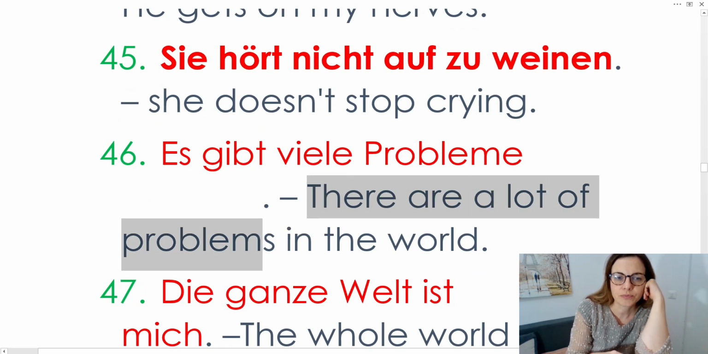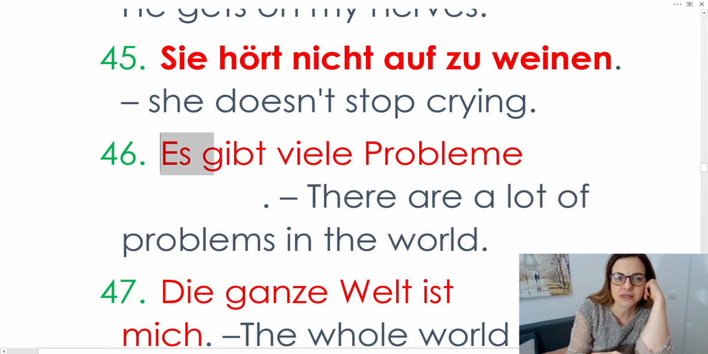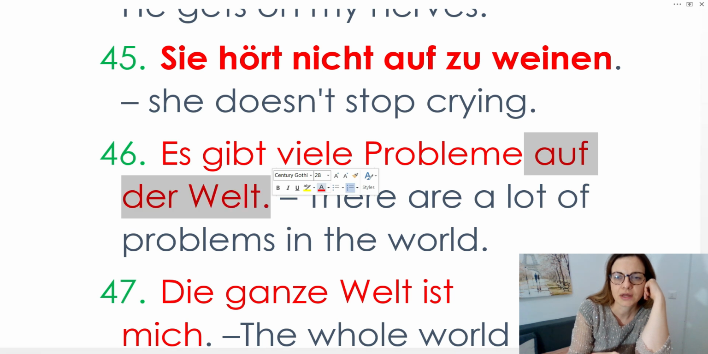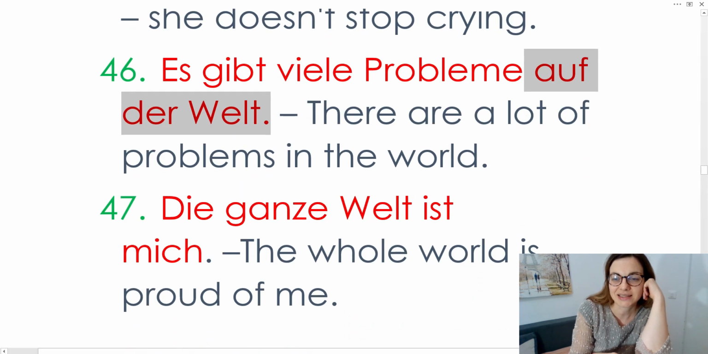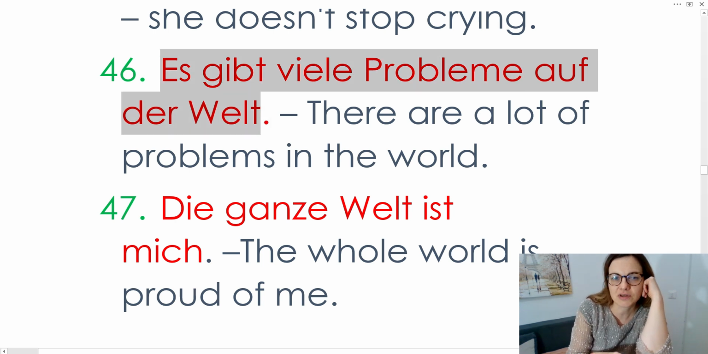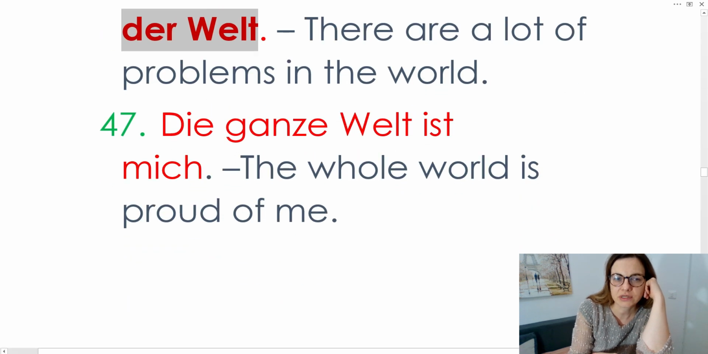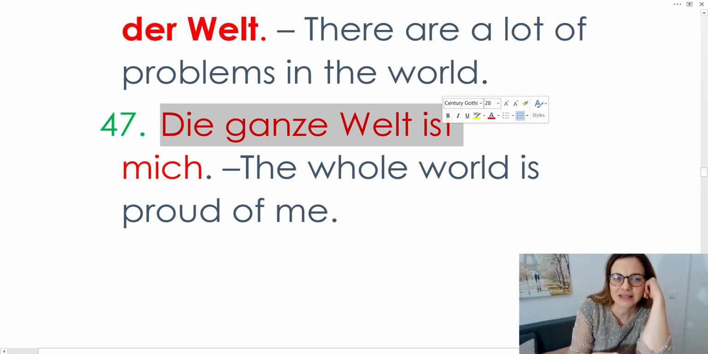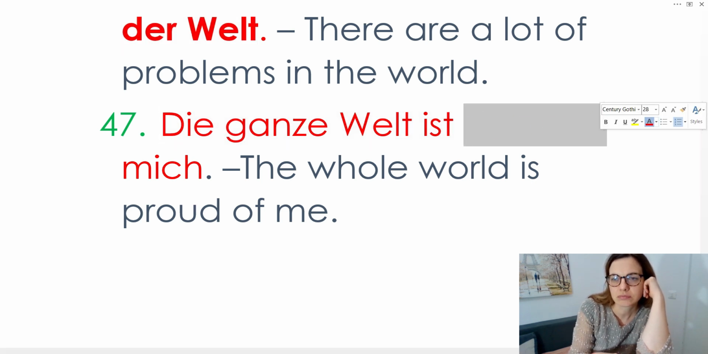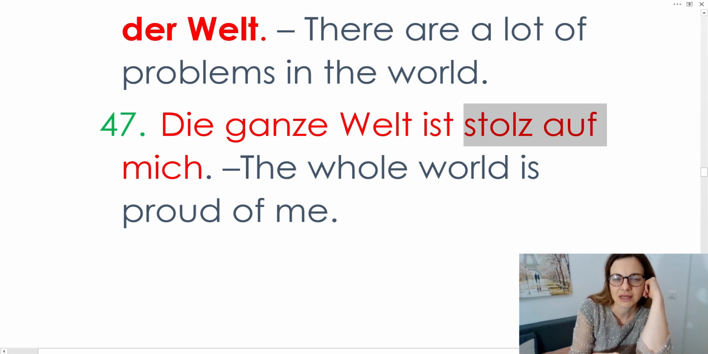There are a lot of problems in the world. Es gibt viele Probleme in the world. Auf der Welt. Die Welt is the world. In the world, auf der Welt. Es gibt viele Probleme auf der Welt. The whole world is proud of me, of you. Die ganze Welt ist proud. Stolz auf mich. Die ganze Welt ist stolz auf mich.